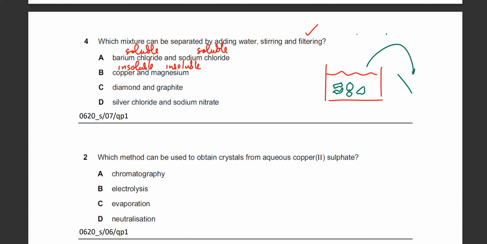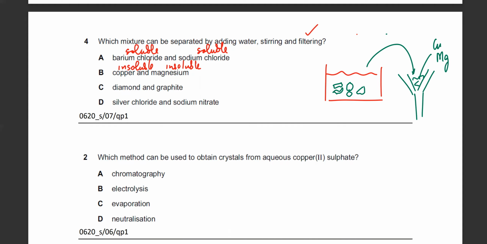So you filter it. Now, if you filter it, the residue would contain the copper and the magnesium. Both are going to get stuck over here. So would they be separated or not? No, they won't be, because they're still together.